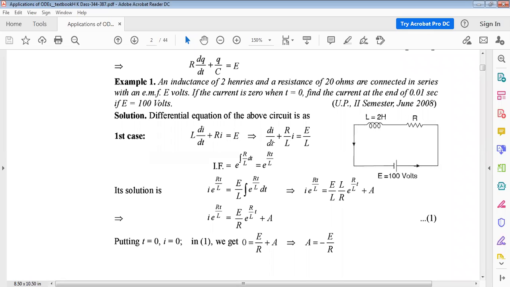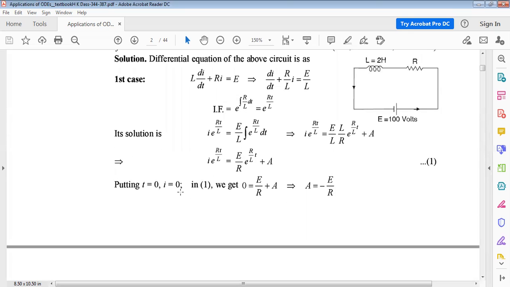Then, dividing by L as in the previous example, we get a linear differential equation of first order. For this, the integrating factor will be e to the power integral of P dt, where P is the coefficient of the dependent variable and t is the independent variable. After integration with respect to t, R by L is the constant, so we get e to the power (R by L) t. Now its solution will be just as in the previous example.